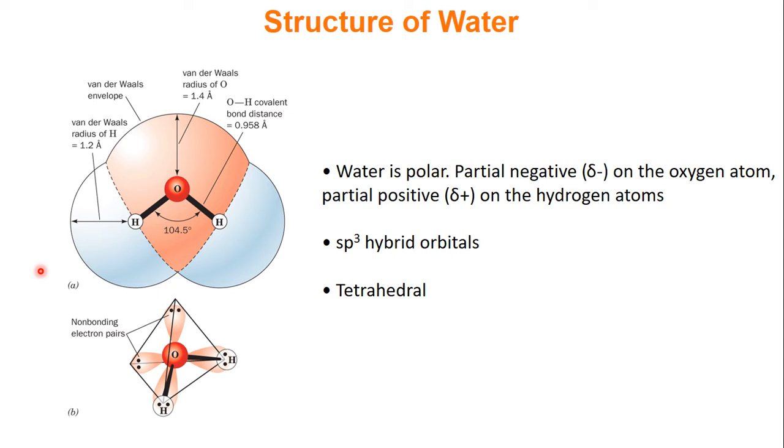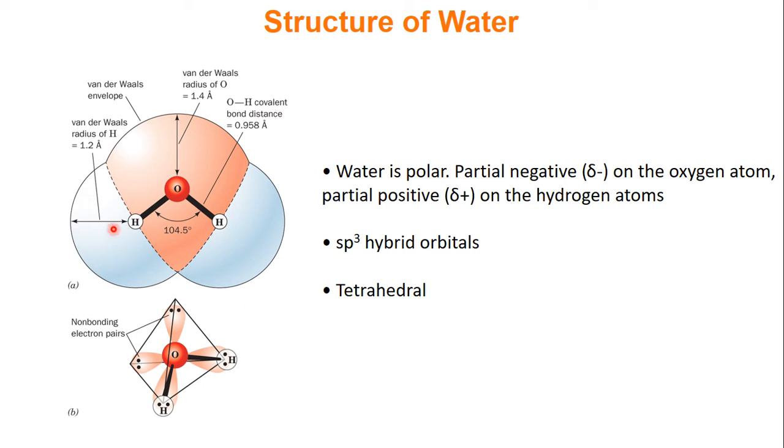And water is polar, which means at the oxygen you have a partial negative charge. That's what this symbol means. And on your hydrogens you have a partial positive charge. Water is sp3, which means it forms a tetrahedral. So here's the tetrahedral right here. You have oxygen with lone pairs of electrons. That's where the negative charge comes from. And you have your two hydrogens. Your hydrogens are separated by a bond angle of 104.5 degrees. The distance between an oxygen and a hydrogen in water is 0.958 angstroms.